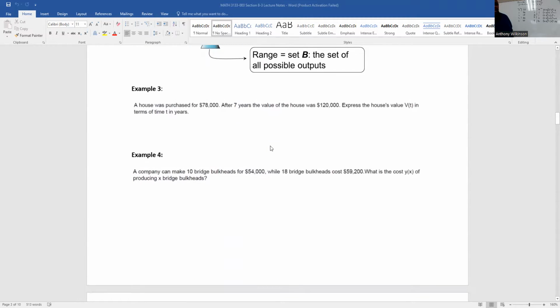So let's look at example 3. In fact, we're going to write these as a function. It says here a house was purchased for $78,000. After 7 years, the value of the house was $120,000. Express the house value, which is going to be V of T, in terms of time in years.